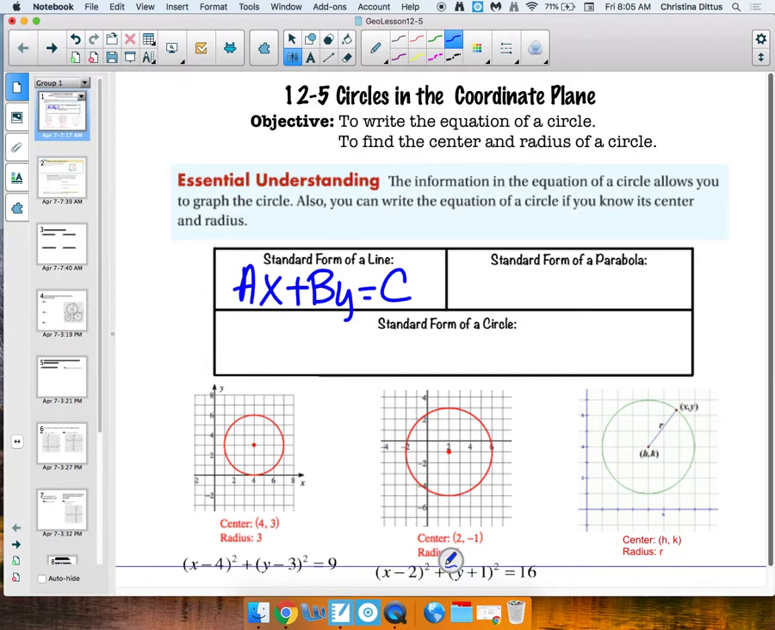You guys used to do y equals mx plus b and then put it in ax plus by equals c? No, you did. No, you did. Oh, thanks for telling me I did.